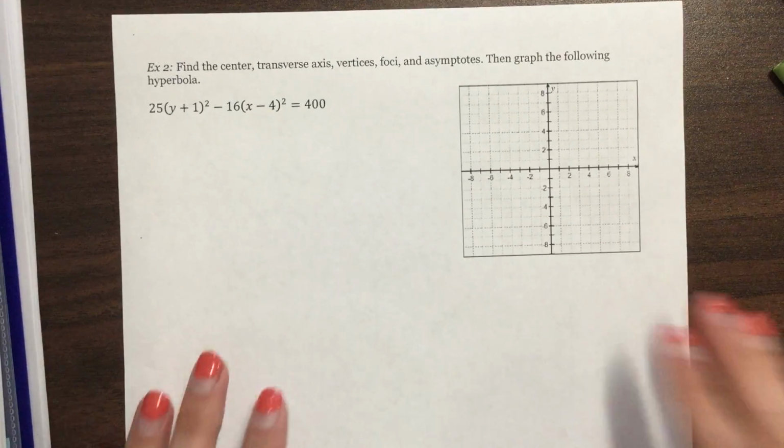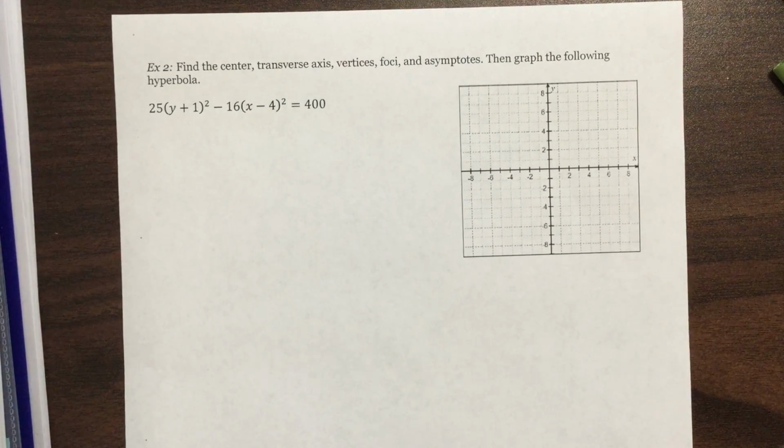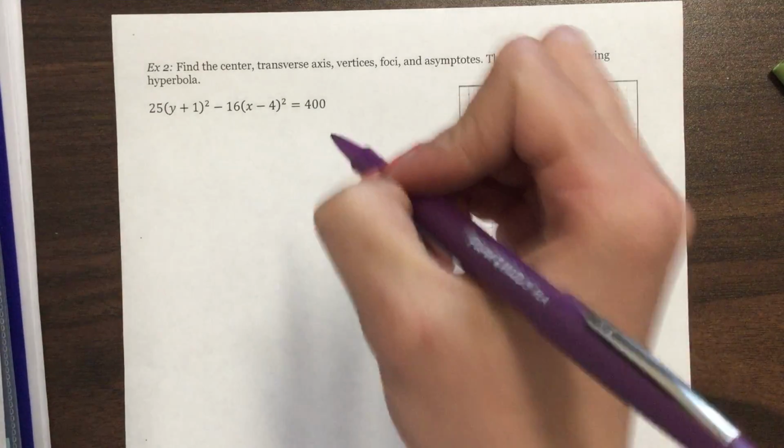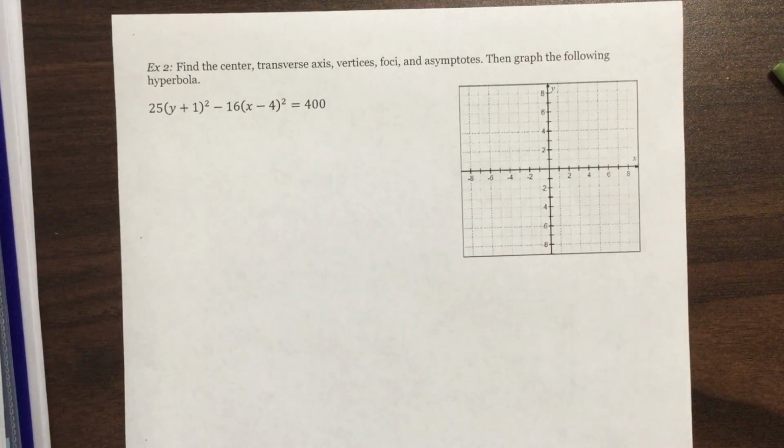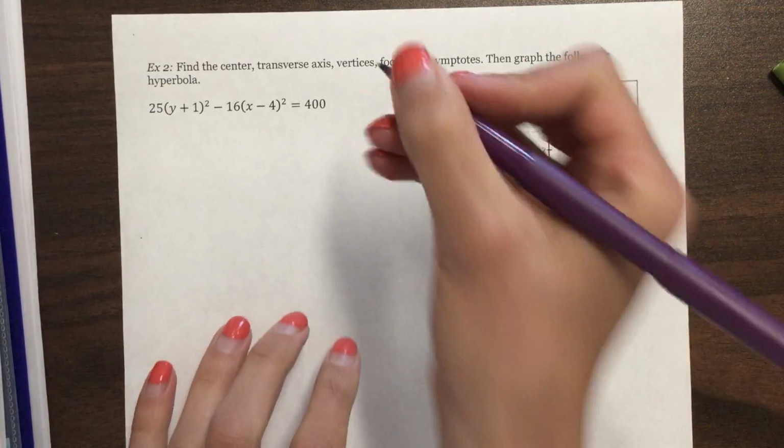Okay, let's look at this one. We have to find the center, transverse axis, same thing. We're finding everything the same. First, though, we look at this equation here. This is not set equal to 1, so we have to make it set equal to 1.